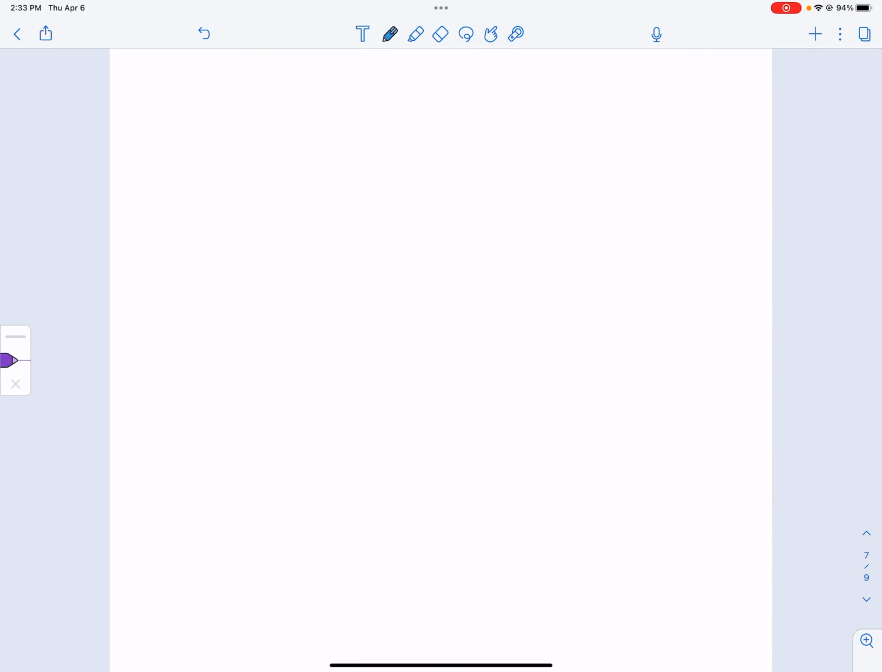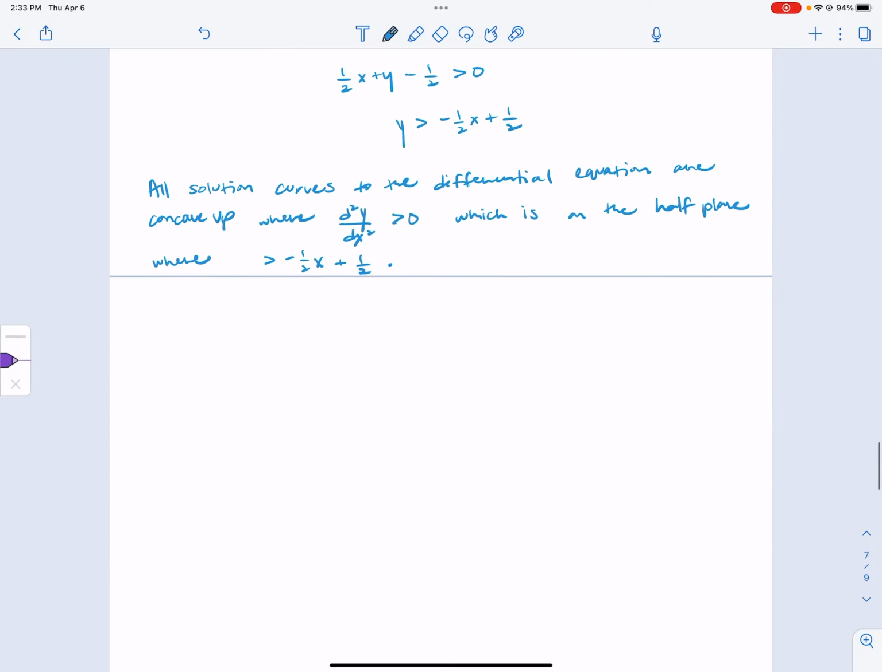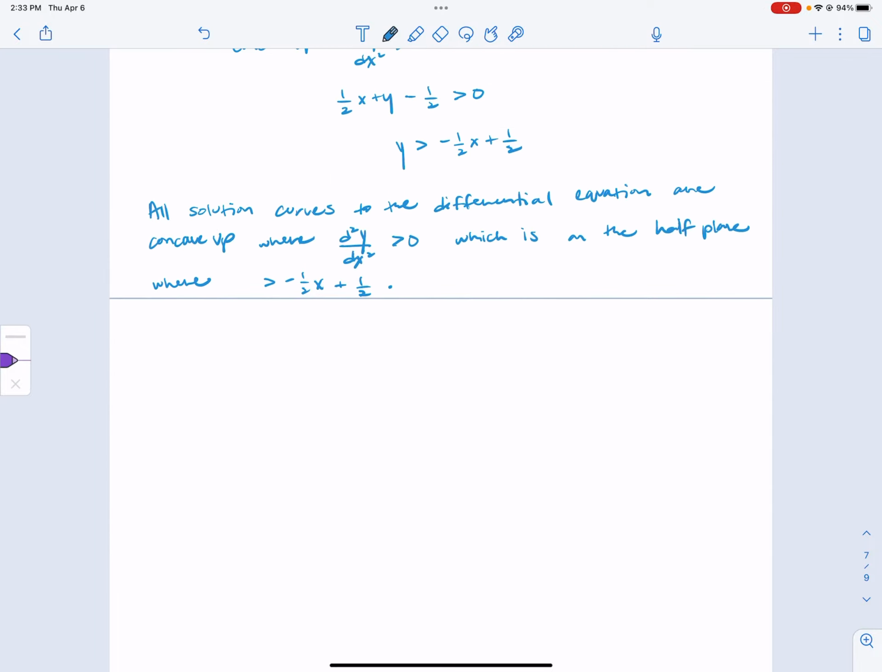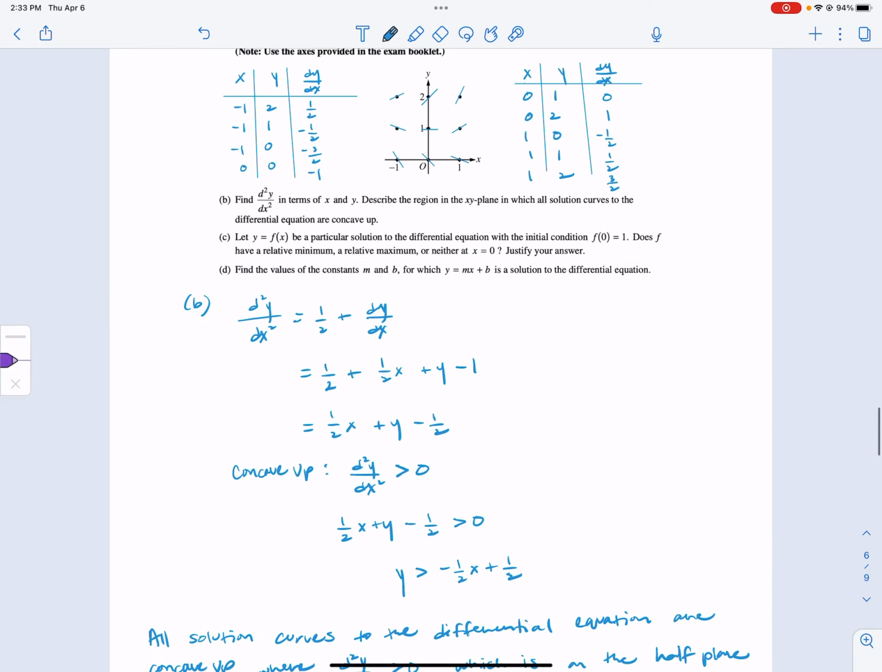Okay, I'm going to add a page here so that we can look at answering the other parts. Oh, I just realized in class we didn't go over these other parts, but that's okay. Now, question C. What is question C? Question C says, let f of x be a particular solution to the differential equation with the initial condition f of 0 is equal to 1. That represents the point (0, 1) on the graph of f. Does f have a relative minimum, a relative maximum, or neither at x equals 0?